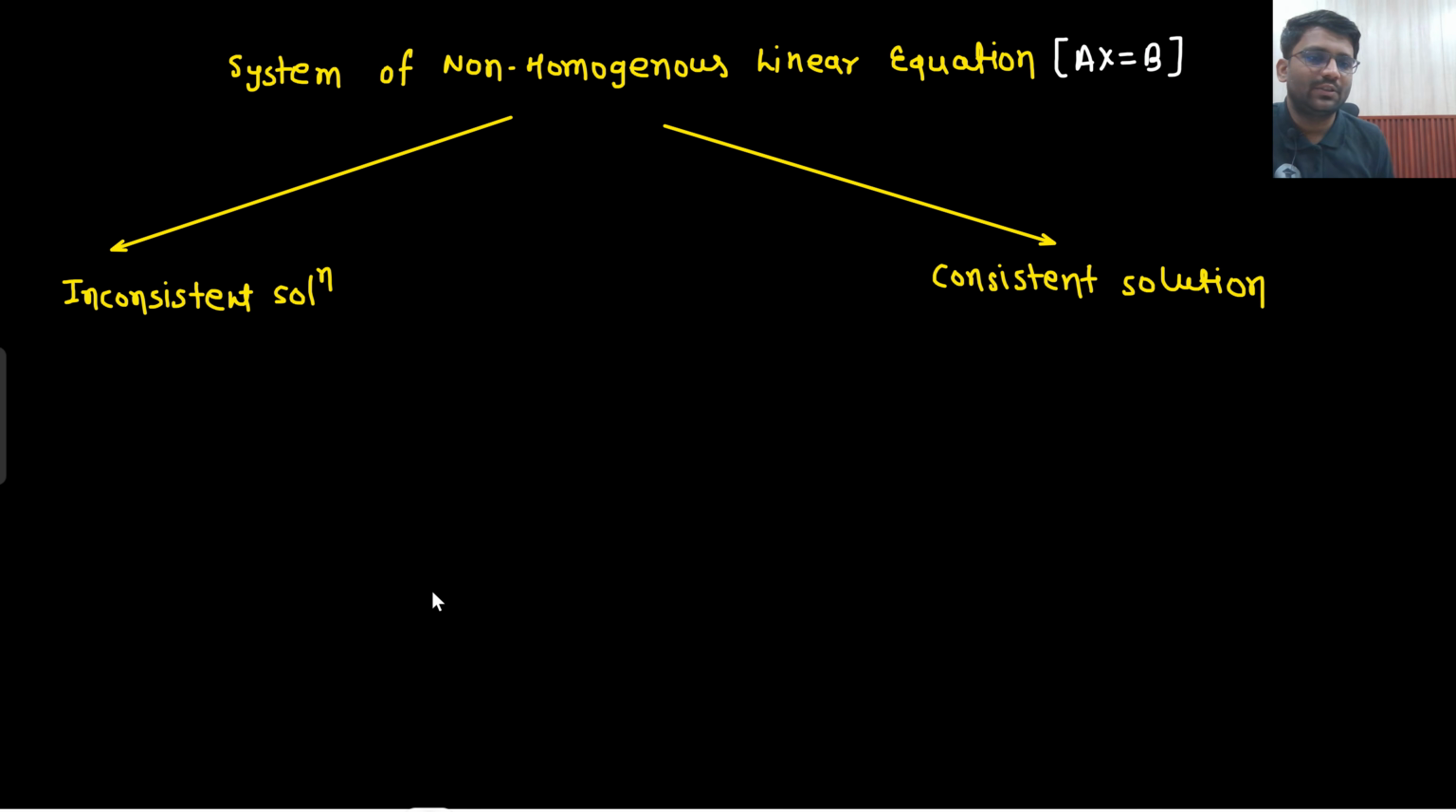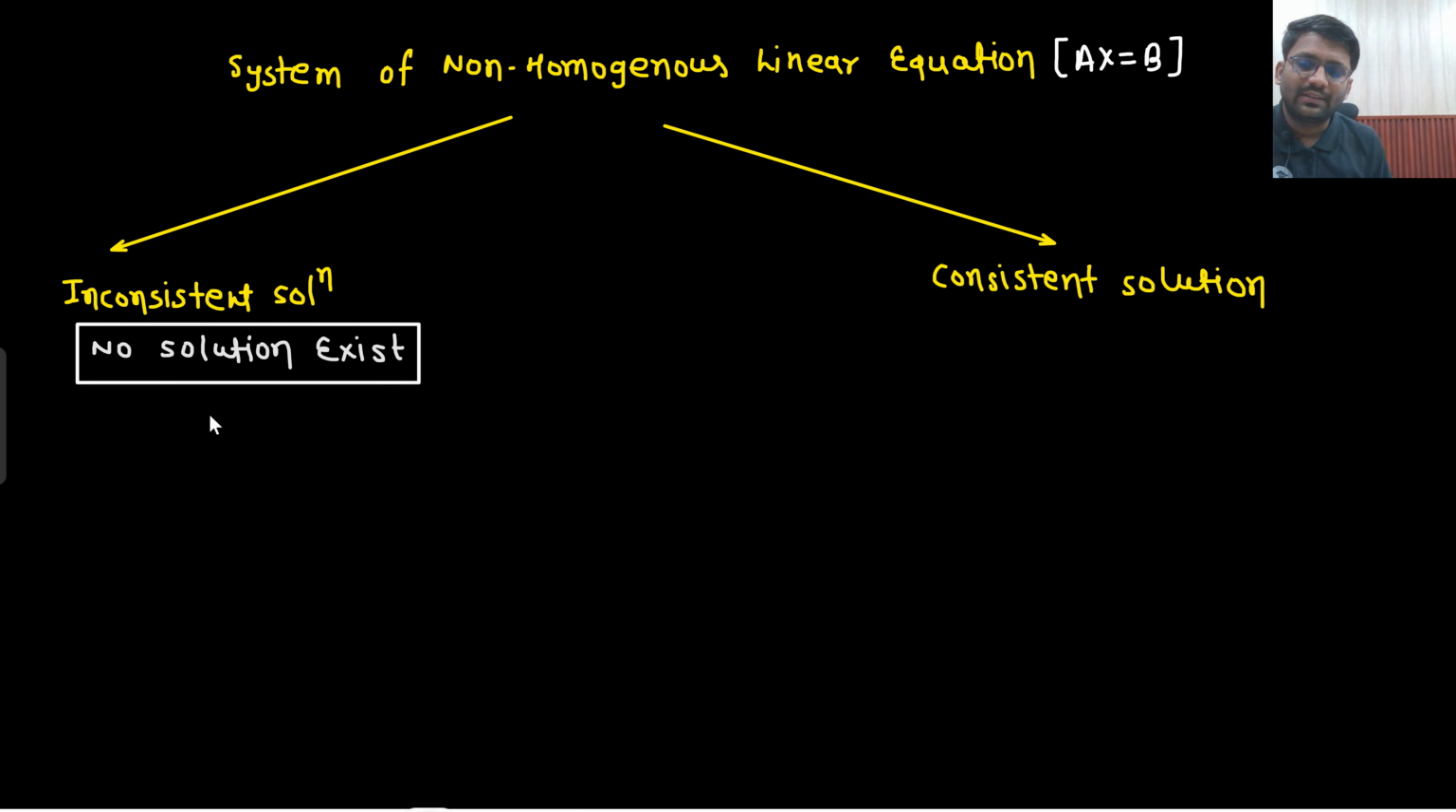What is the meaning of inconsistent solution? Inconsistent solution means no solution exists. And what is the condition for that? If there is no solution, what is the condition? Sir, the only condition is that rank of A should not be equal to rank of A augmented B. If both are not the same, then no solution exists.